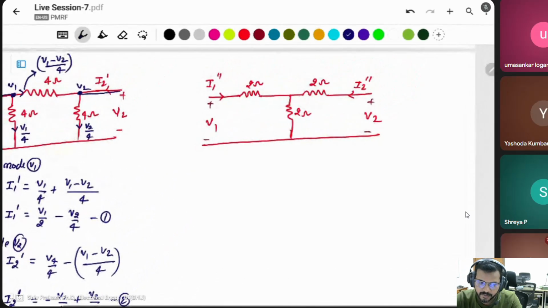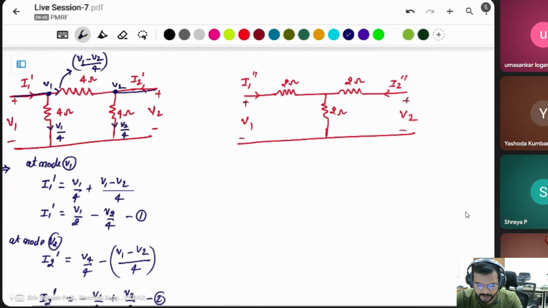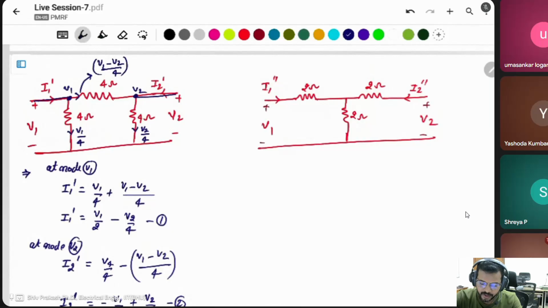Okay, for this combination, actually for the pi network it is simple to find the Y parameter. You can find the Y parameter easily by taking two node equations. But in case of a T network, it is easier to find the Z parameter. Then simply find the Z parameter and then use the two equations to find the Y parameter after that.